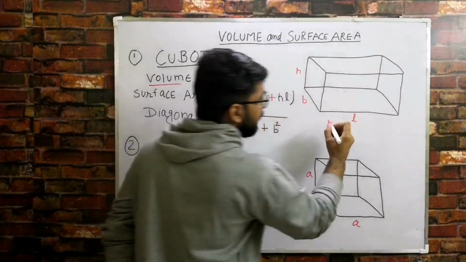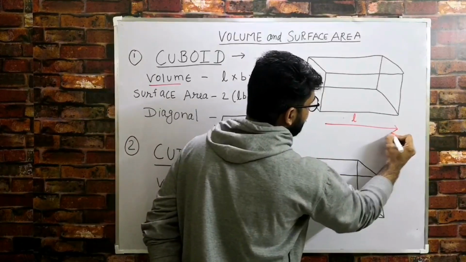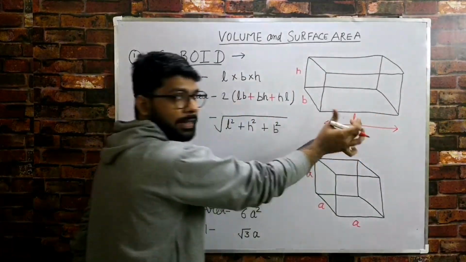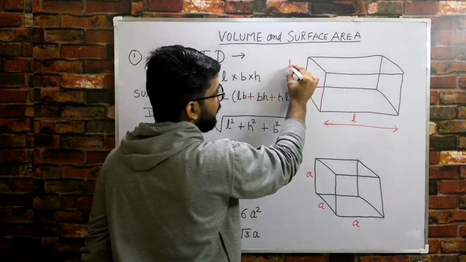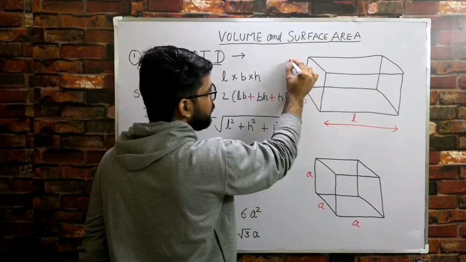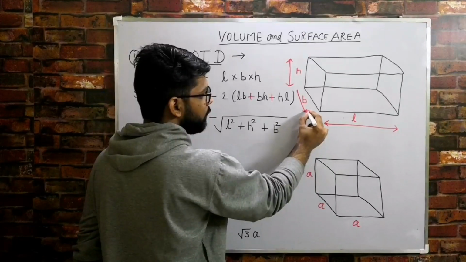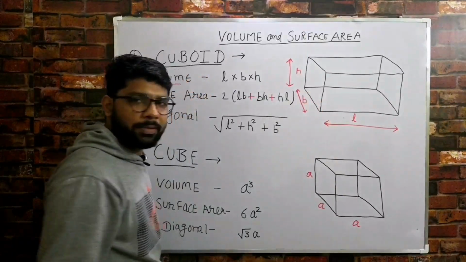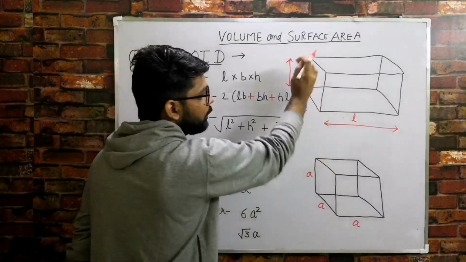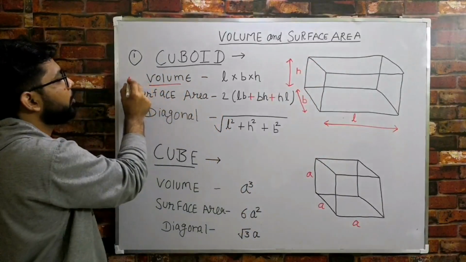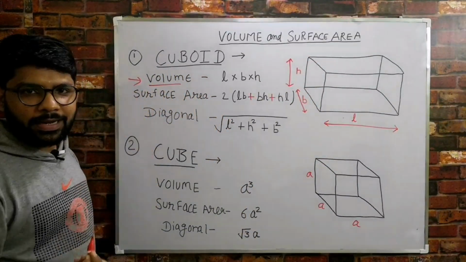Yani given length, this is the length of the cuboid. This is a three-dimensional figure. This is the length of the cuboid. This is the height of the cuboid. This is represented by height, and this is represented by the breadth of the cuboid. So when we multiply all these, length into breadth into height, then we have the volume of the cuboid. So us tarike se hum volume nikal sakte hain cuboid ka.